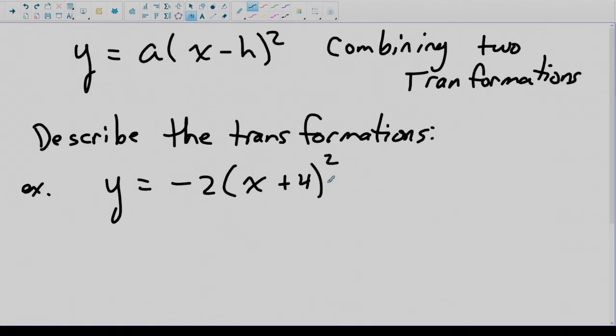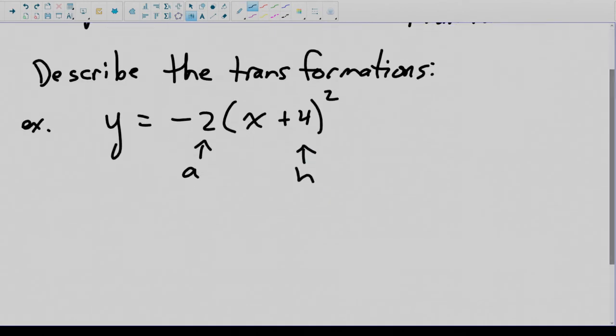So the first thing you would notice is this is a quadratic because it's a power of 2. And we have our a value here, and we have our h value here. So you have multiple things to discuss here. So what does the a value do? The a value, first of all, is negative. So it's going to reflect upside down.